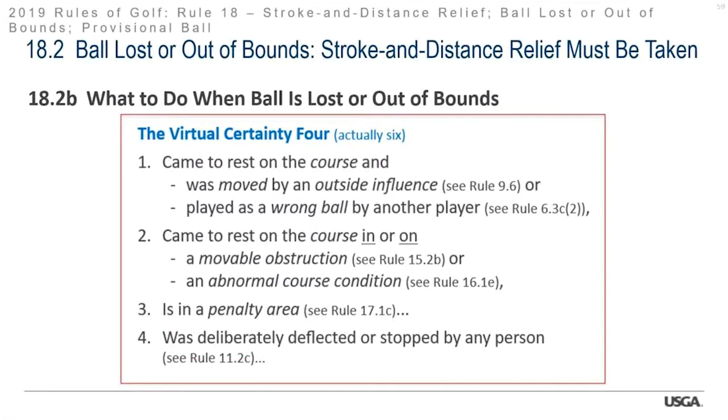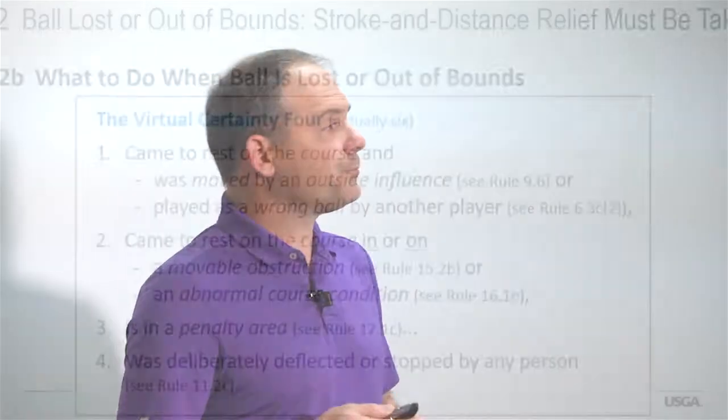That used to be called the virtual certainty 4 in the rules of golf. It's now actually 6, but that's just because there's a couple little subsets within these examples here. So there's a good slide that takes care of all those examples. And this will also lead us to what we've called the choosies before, if you have played a provisional, and we'll get into that a little bit later, where you actually have the choice of playing your provisional or proceeding under this rule. All right, speaking of provisional, we're there.